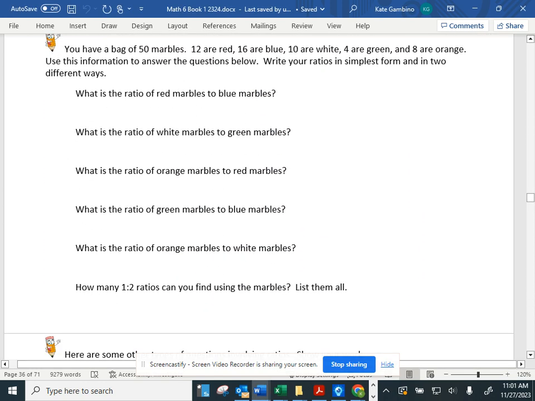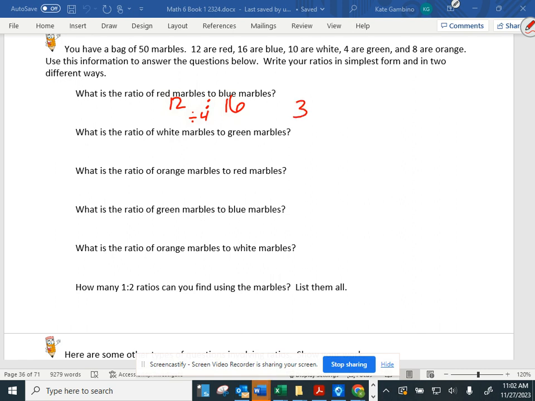So ratio of red marbles to blue marbles. There were 12 red to 16 blue. You can sit on the other side so you can see better if you need to. But this is not finished because I can simplify that. So that is not a final answer. That will be wrong if you said 12 to 16 on the test. You have to simplify.